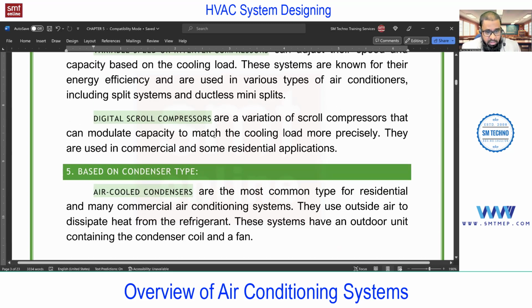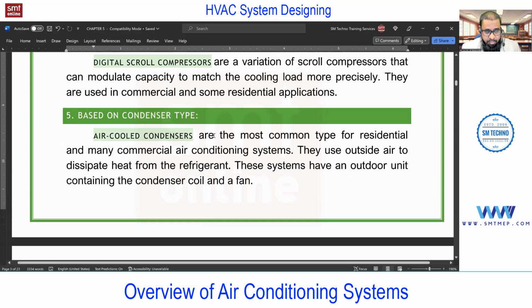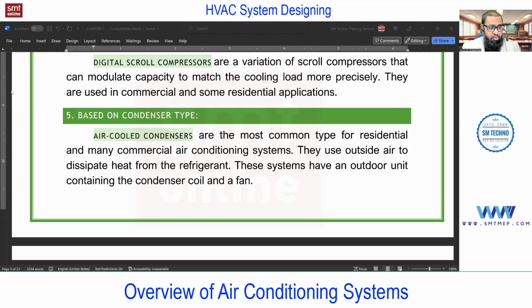Next, based on the condenser type. This is important from an interview point of view, especially for chillers. If you talk about condenser type, we have air cooled and water cooled. Remember, we discussed this point at the time of the vapor compression cycle. If the condenser is cooled by air, that system you can call an air cooled system. Similarly, if you cool that condenser by using water, that system we call a water cooled chiller. So remember the major difference between the air cooled and water cooled chiller.